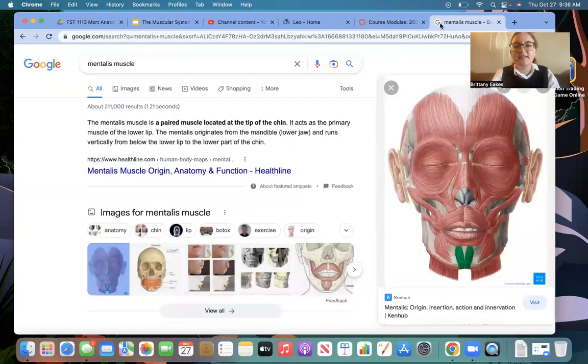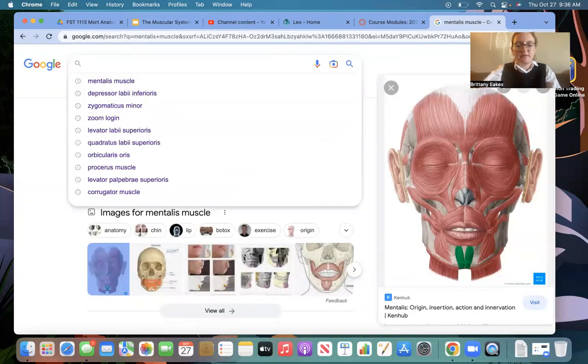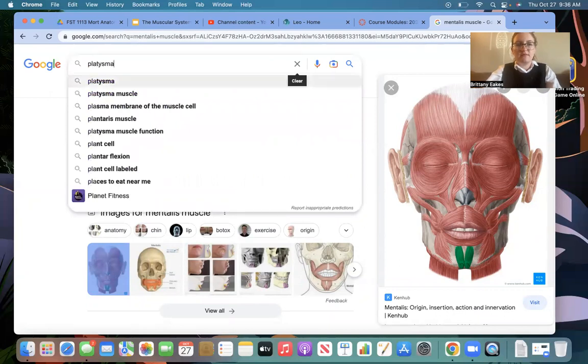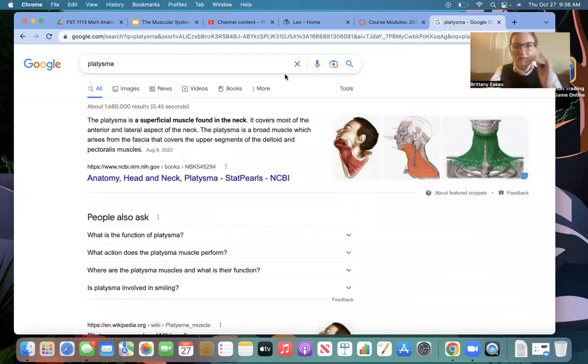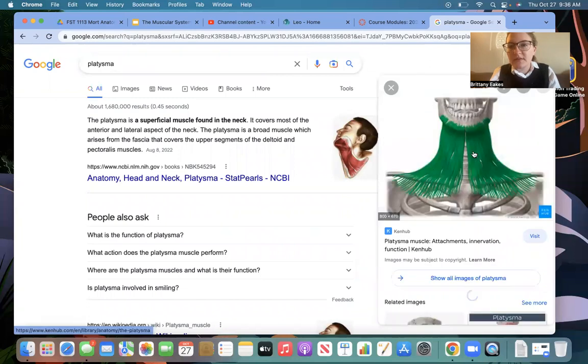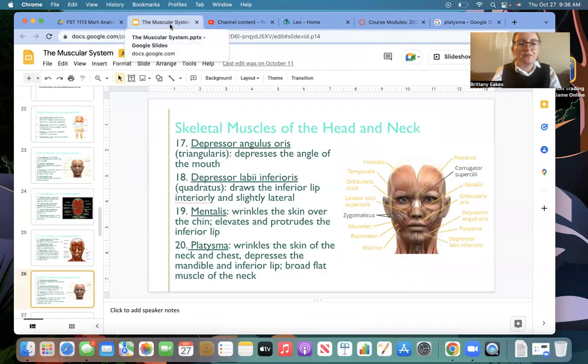And the platysma. It's a good image of the platysma. So it goes from the lower jaw to the neck. It's a very broad muscle.